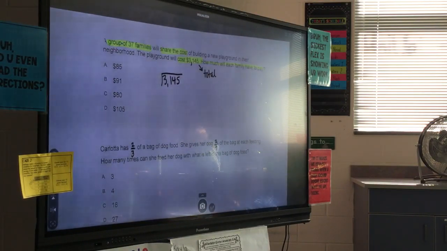This is the same thing that happens on our test. This is the same thing that happens on the benchmarks, and this is the same thing that happens on the EOGs. You still have to be sharp-minded when you're going through each one of these questions. Does that make sense? Because had I not done this, I think a few of us would have put 37 inside and 3,145 on the outside. Why? Stop.